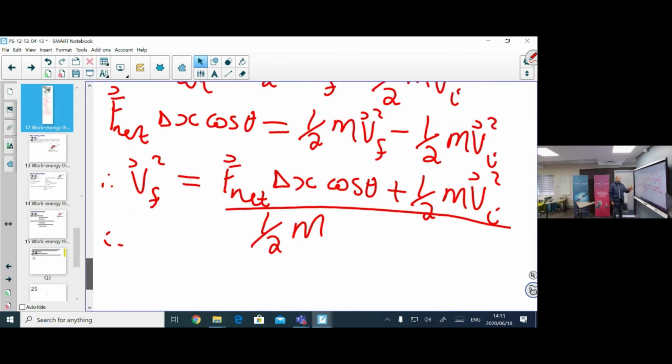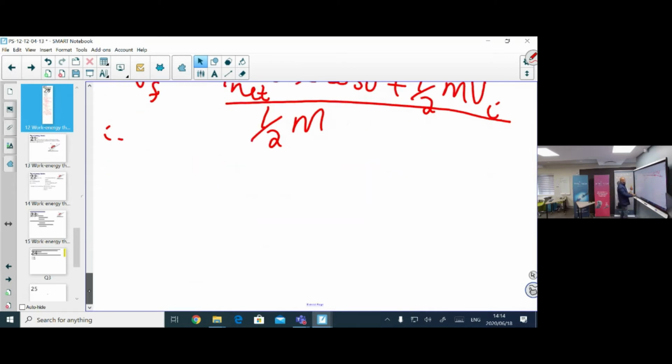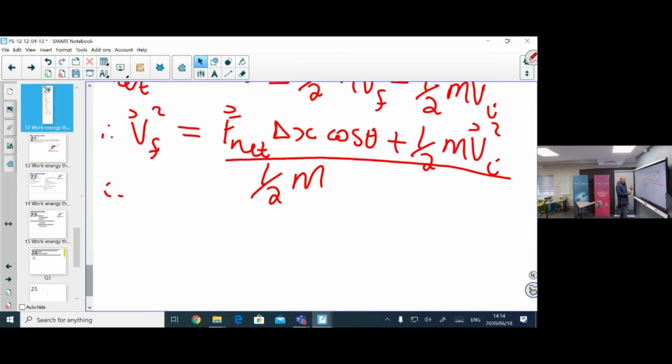This is the mathematics. You just take it to the other side. You remain with half MV final squared, and then you have to make V final squared the subject of the formula. Of course, you are going to divide everything by half MV. It's what I did here. If you can just look at that, we have to substitute.